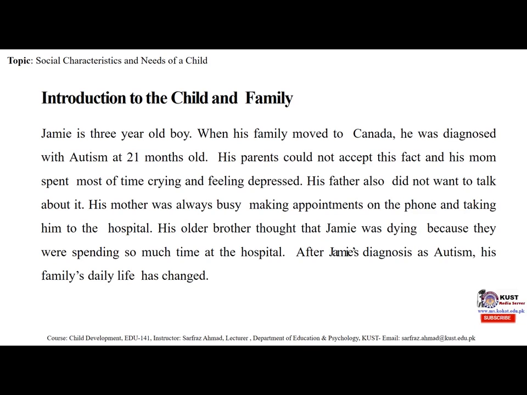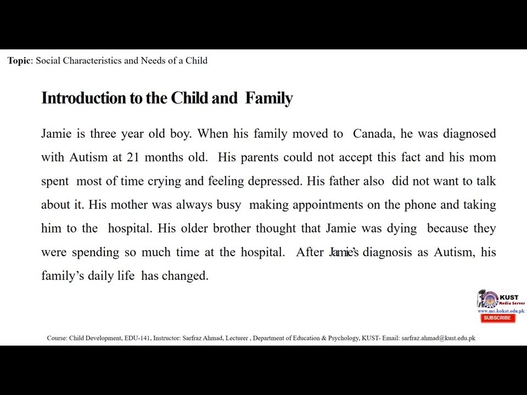His mother was always busy making appointments on the phone and taking him to the hospitals. So his older brother thought that Jamie was dying because they were spending so much time at the hospital. After Jamie's diagnosis of autism, his family's daily life changed. So this is one of the events that I have explained.